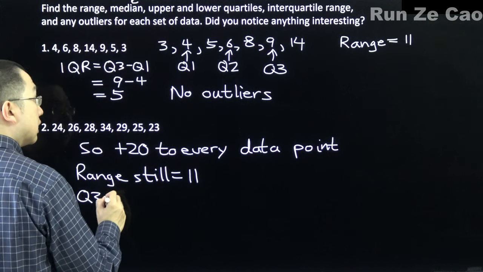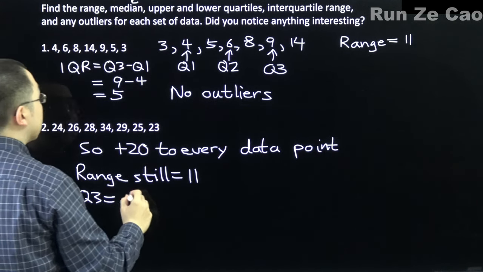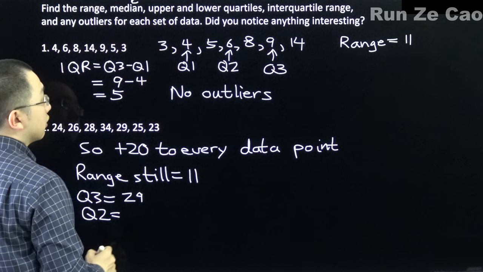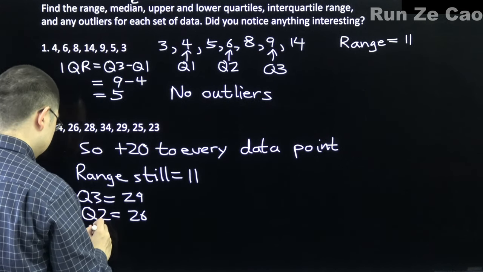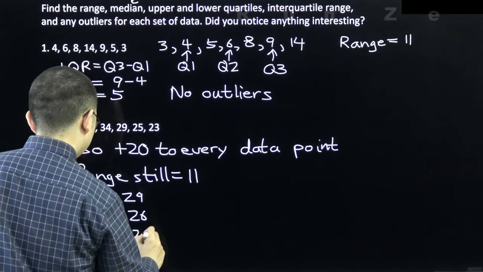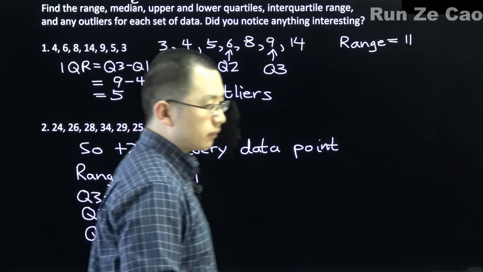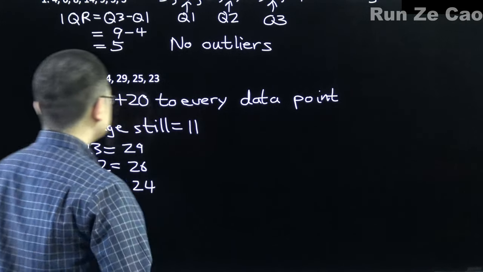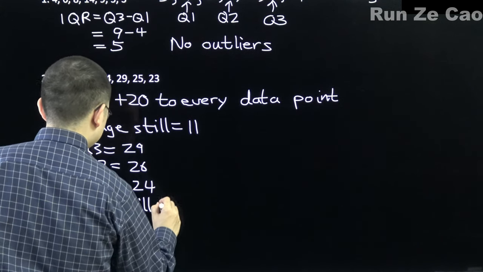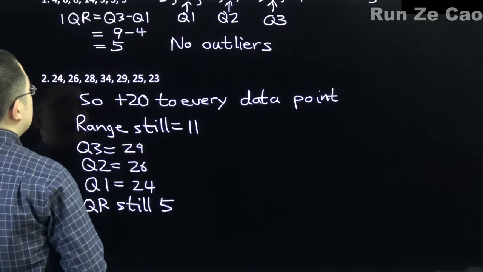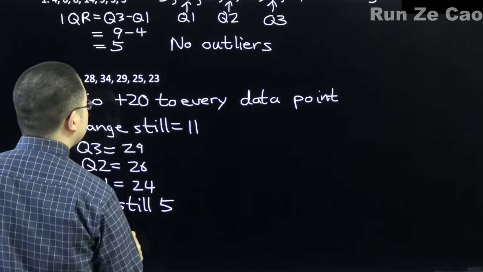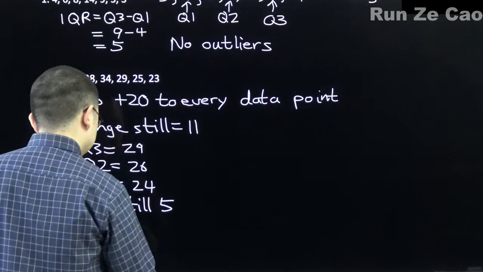Q3 is plus 20 now. It's going to be 29. Q2 is also plus 20, so it's also just moved up. It's 26. Q1 is 24. The interquartile range, IQR, is still 5. And there are still no outliers. The calculations for the outliers, if there had been any, would also not have changed.